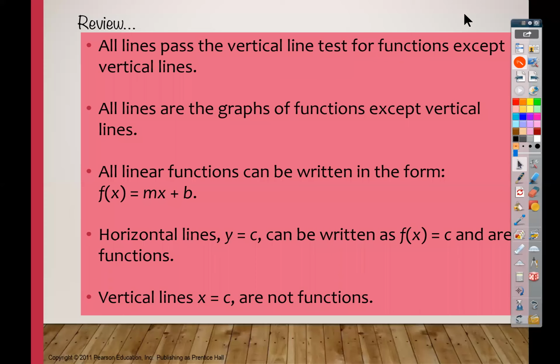Okay, so let's review. All lines pass the vertical line test for functions except vertical lines. All lines are graphs of functions except vertical lines. All linear functions can be written in the form y equals mx plus b. Horizontal lines, y equals c, can be written as f of x equals c, and vertical lines, x equals c, are not functions.